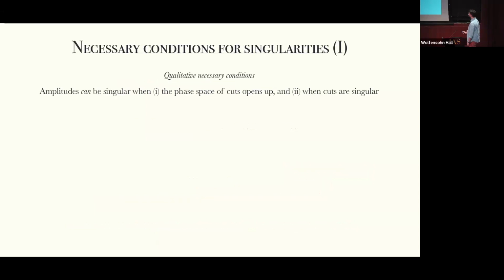So this points out a qualitative necessary condition for the amplitude to be singular. The first one being that the phase space of cuts opens up or closes down. These are equivalent statements. Or two, that cuts themselves become singular. And we will see that these qualitative necessary conditions can be phrased algebraically without any reference whatsoever to the reality of momenta. So there was no loss of generality in me calling the left-hand side of the unitarity equation the imaginary part of T.